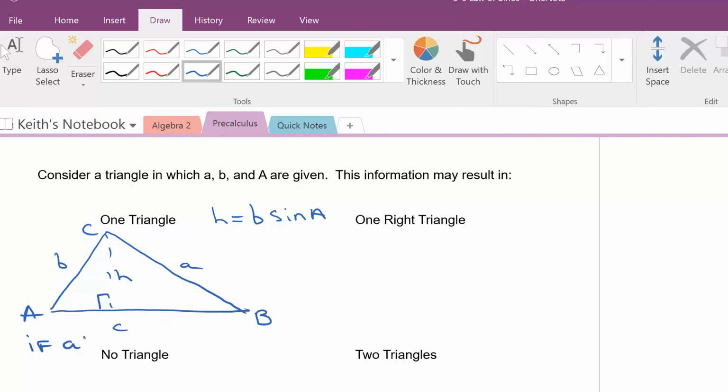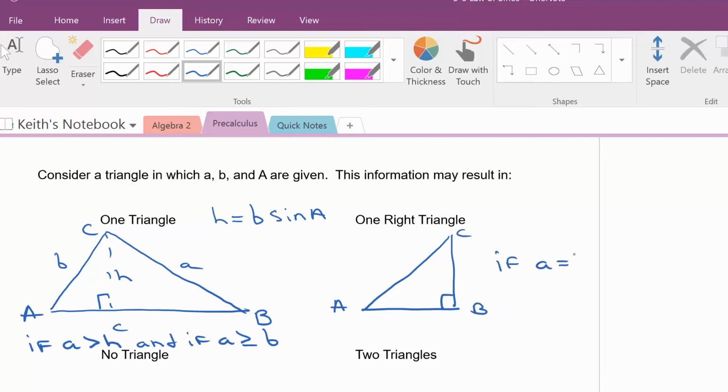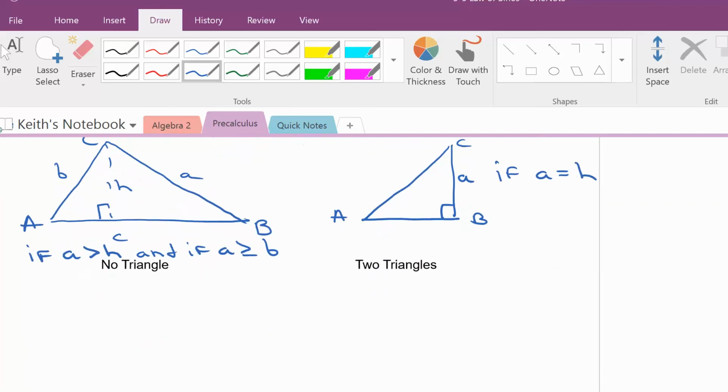So there's one triangle if side A is greater than the height. If side A is longer than the height, then there's guaranteed to be one triangle, and if side A is greater than or equal to side B. So if A is greater than the height, and if A is greater than or equal to B, then there's at least one triangle. It's a right triangle like this if side A is equal to the height. If this is A, it's the height, then it's a right triangle.